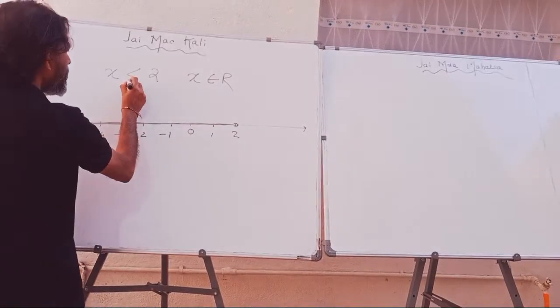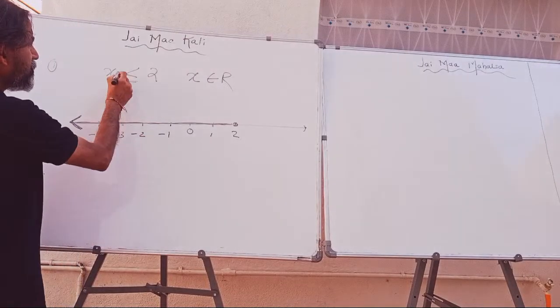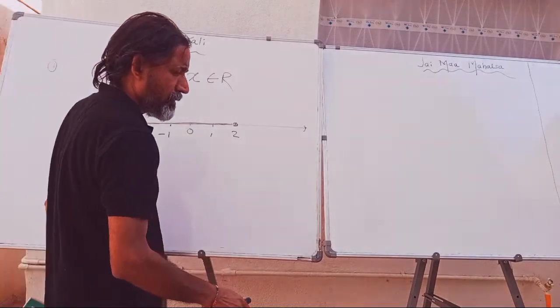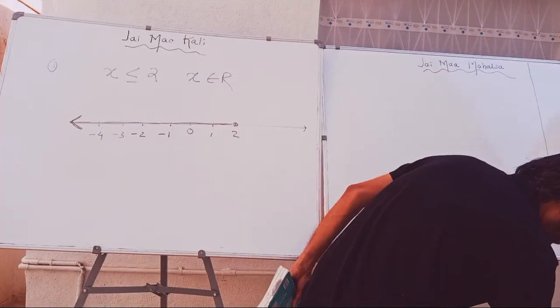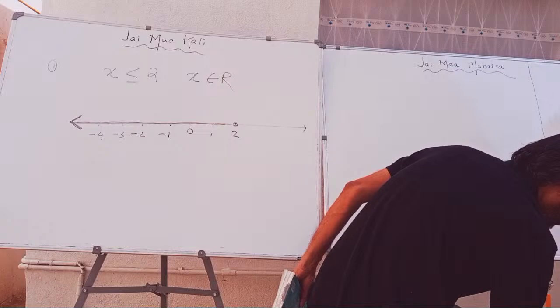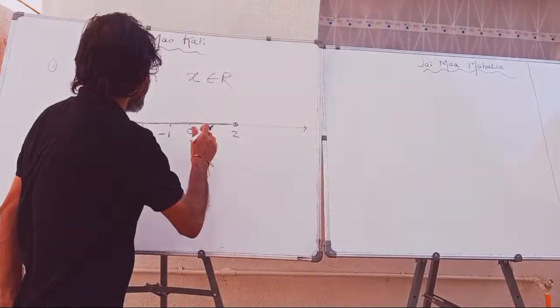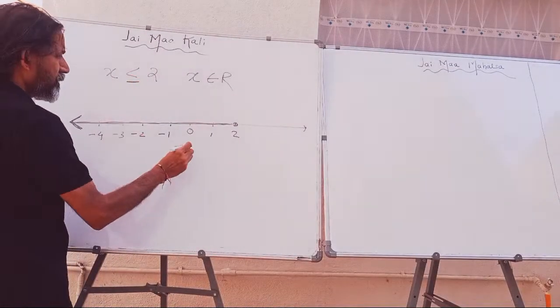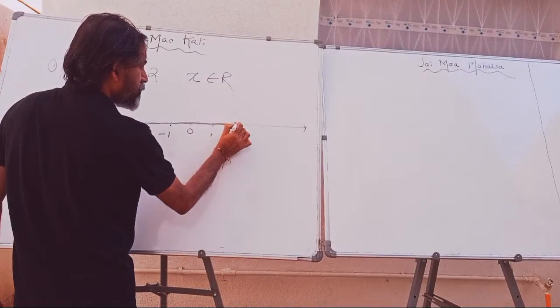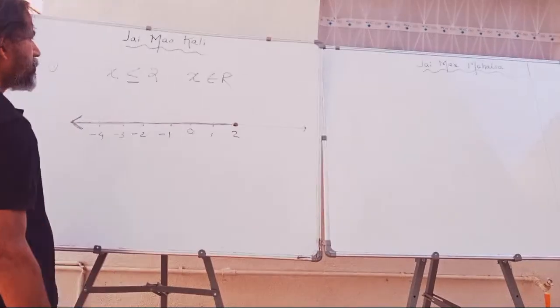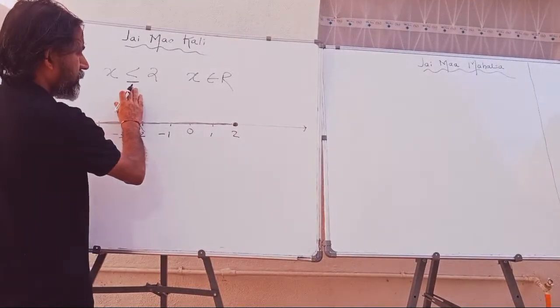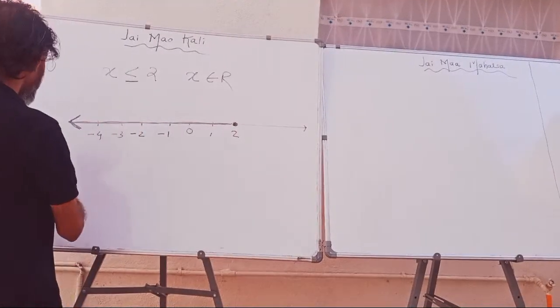Now, if it was x less than or equal to 2, then this 2 also would have been included and it would have been a solid circle. Okay, so it is not a strict inequality. All right, so that is my first thing.